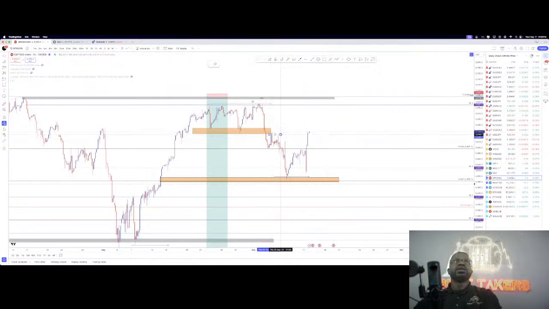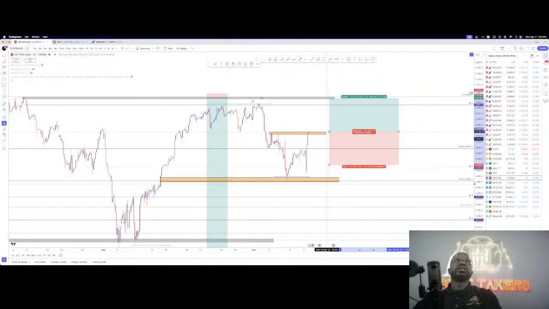So let's see the way this thing is setting up. If it does close above, the same thing that I just said with NASDAQ 100, we could see an opportunity where we can enter in right here.